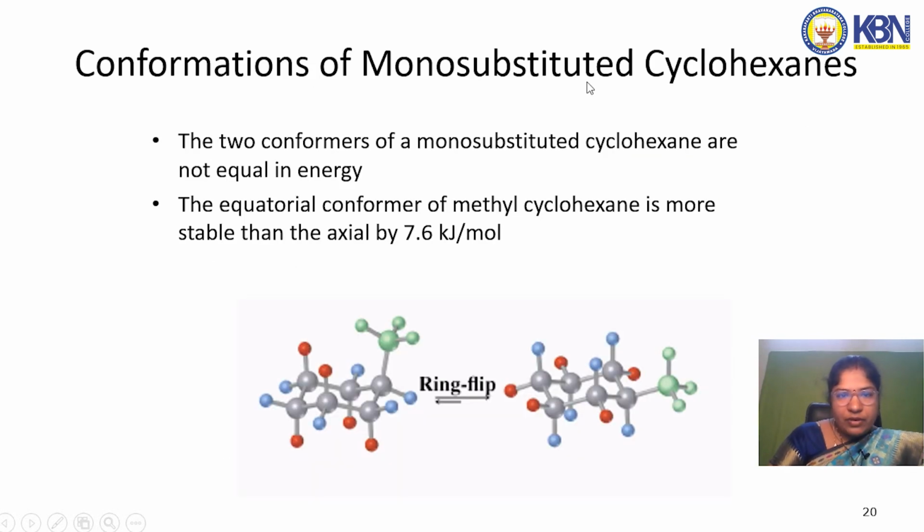Next, conformations of monosubstituted cyclohexane. The two conformations of monosubstituted cyclohexanes are the axial form and the equatorial form. In axial form, steric repulsions are present. In equatorial form, there are no repulsions present. So diequatorial form is more stable than the diaxial form.